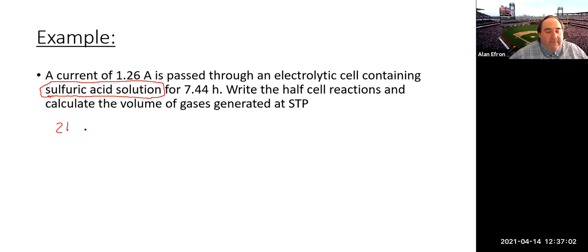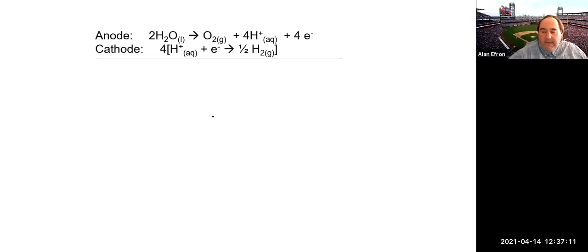So we would have our half reactions here. And actually, I think it's on the next page here. So I'll just write them here so you have them. And we're dealing with these half reactions that we saw in that electrolysis of water. Let me just put the other information up here. It's 1.26 amperage for 7.44 hours at STP. We're looking for the volume of each gas.